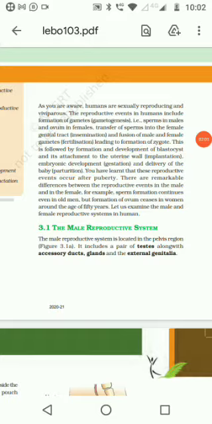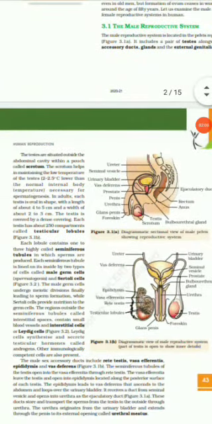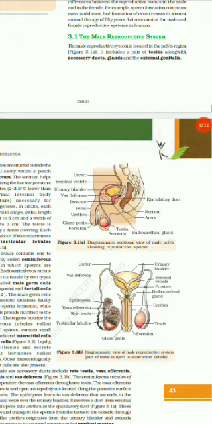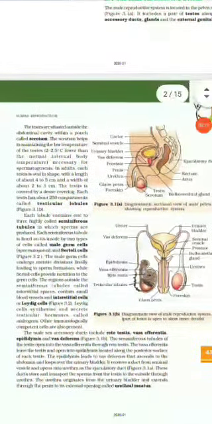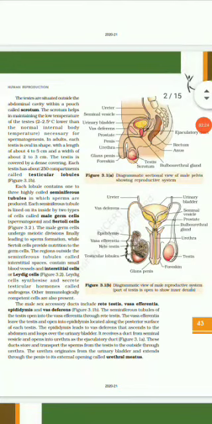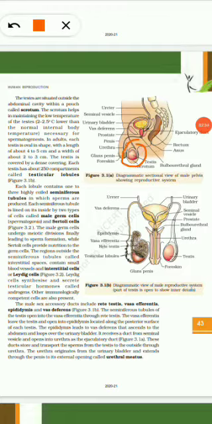Now coming to the male reproductive system. The male reproductive system has testes along with accessory ducts, glands and external genitalia. The testis is situated outside the abdominal cavity within a pouch called the scrotum. The scrotum helps to maintain the low temperature of the testis, which is 2 to 2.5 degrees Celsius lower than the normal internal body temperature, necessary for spermatogenesis.